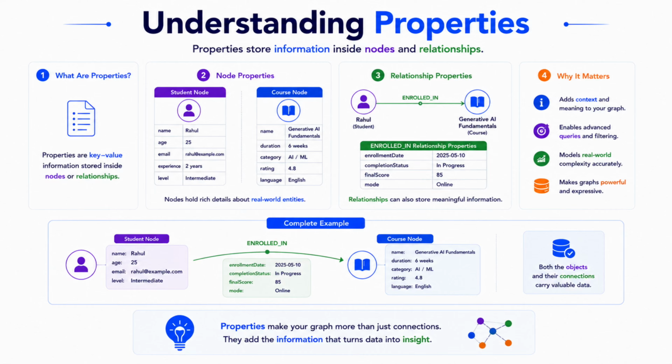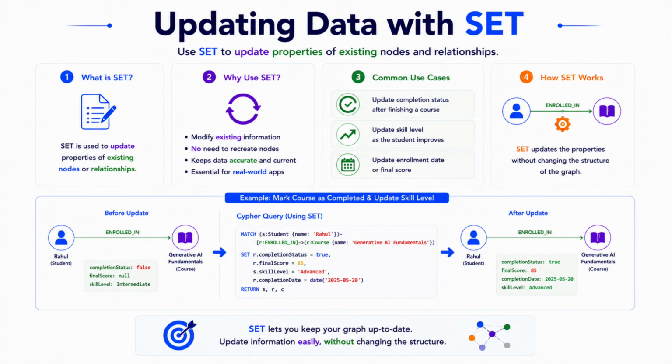Sooner or later, you will need to modify existing data. That is where the SET clause comes into the picture. SET is used to update properties. Suppose a student completes a course, you can update the completion status from false to true. Perhaps the student's skill level has improved. You can update that as well. SET allows you to modify existing information without recreating the node.